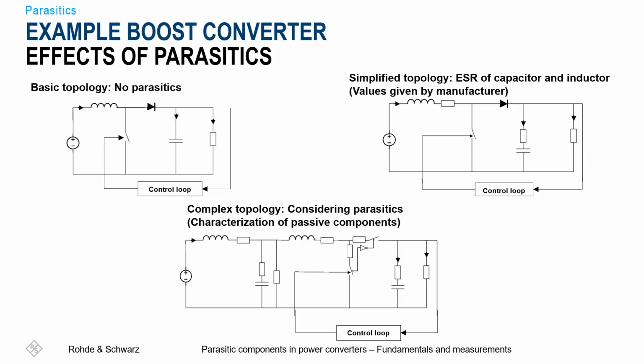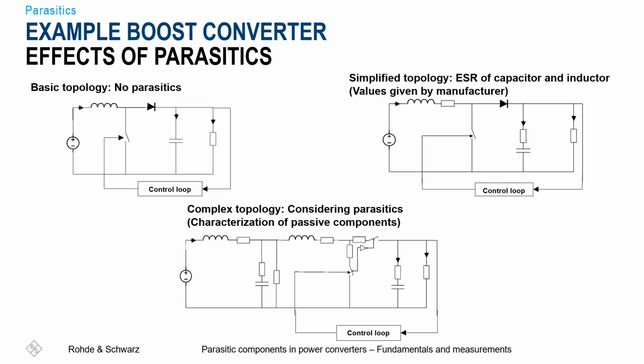So here I will show you an example of how the parasitics affect our simulations. We have here a basic topology of a boost converter. To the left, it's a basic topology with no parasitics at all, nothing is considered. Then to the right, we have a simplified topology. The equivalent resistance of the capacitor and inductor was considered, and the values used in the simulations were the ones given by the manufacturer. And in the bottom part, we have the complex topology.